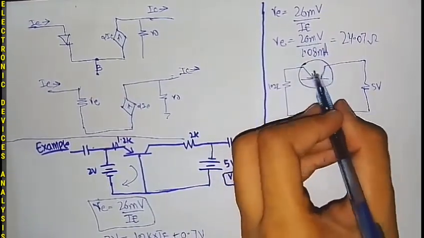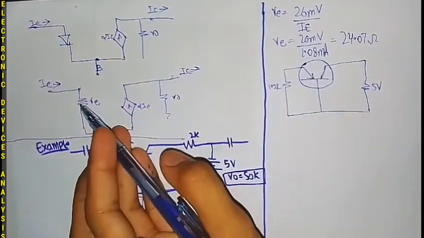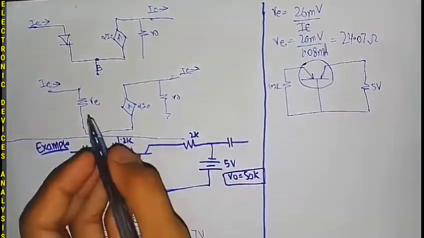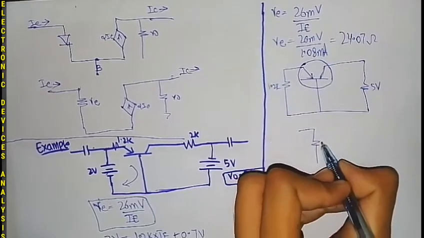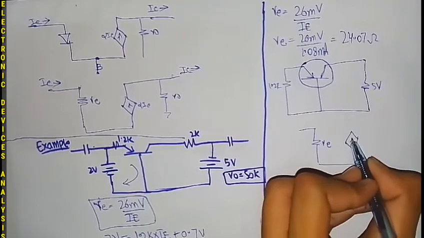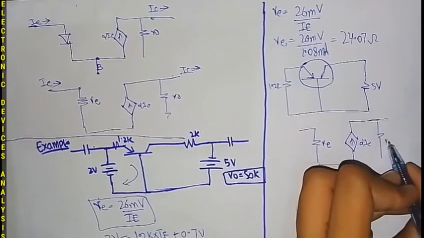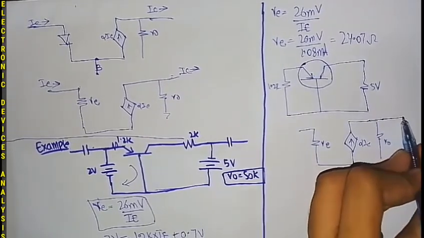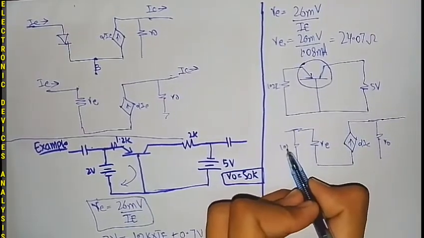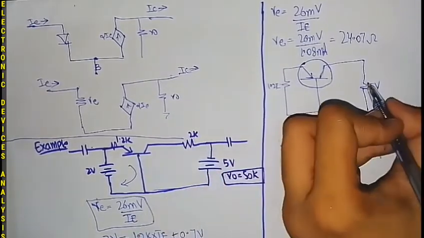Only the components present inside the circle will be replaced with the common base model. Now the outer side will remain the same. Now we will make the circuit: re, and here the value of alpha times IE, and here is the resistance r0, and the whole parameters are here. This will be 1.2k, and this resistance is 2k.